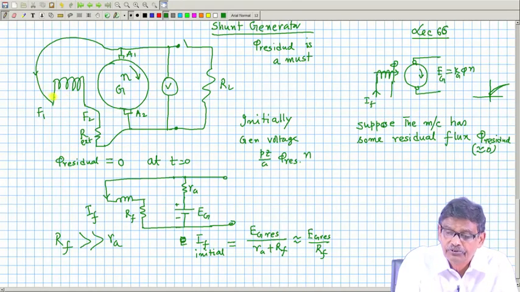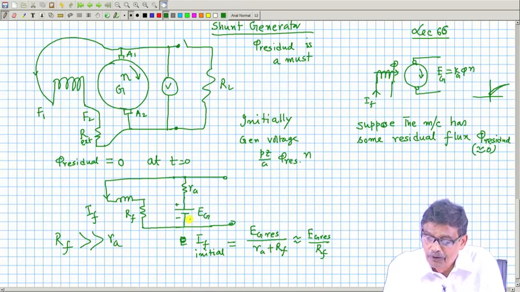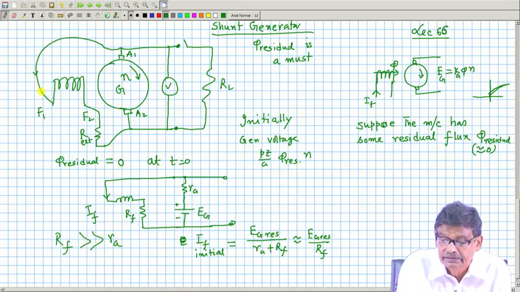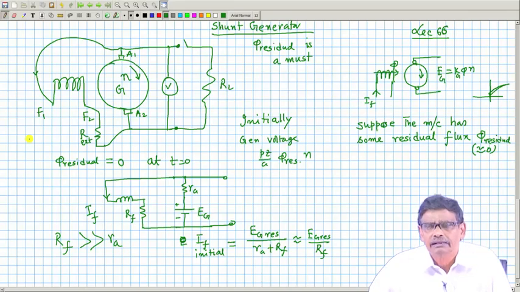Therefore, it looks like you started with residual field, but because of this self mechanism, this small generated voltage will drive some current in the field circuit, and this flux will be the residual flux and also plus the flux created by this new MMF, that is number of turns of the field winding and little field current. Of course, that will be little, but nonetheless these two will now decide the flux per pole.